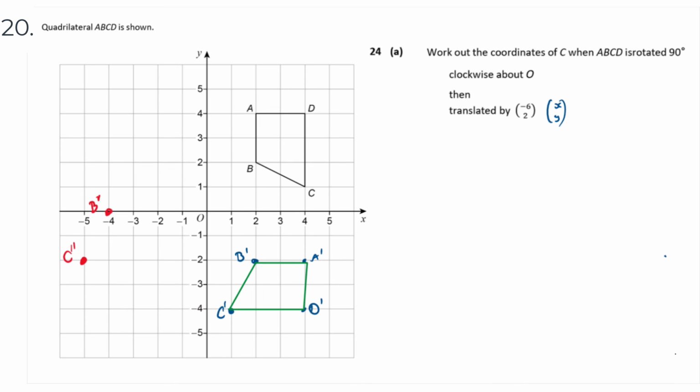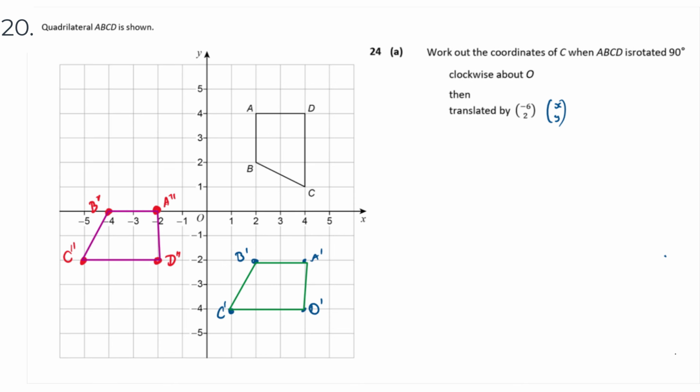Okay. And then A. 2, 4, 6 along, 2 up, takes me to here. That's going to be A double dash, and then finally D. 2, 4, 6 along, 2 up, takes me to there. So that is D double dash. Okay, and again I'm going to join them up into a shape now that I've found all the corners.